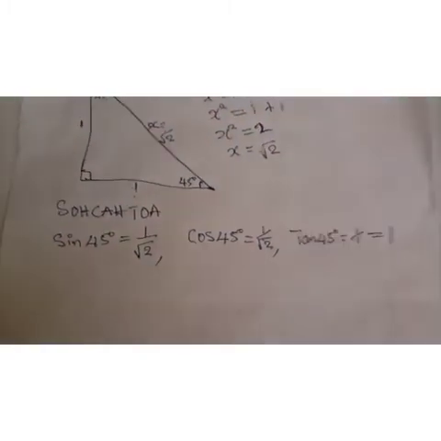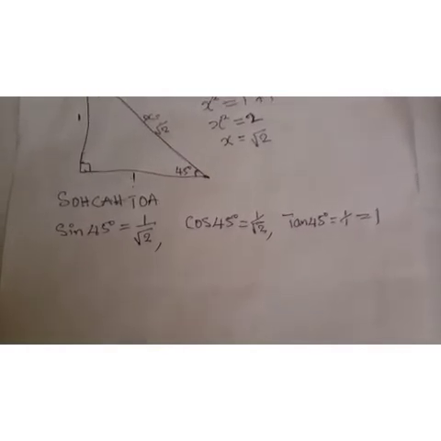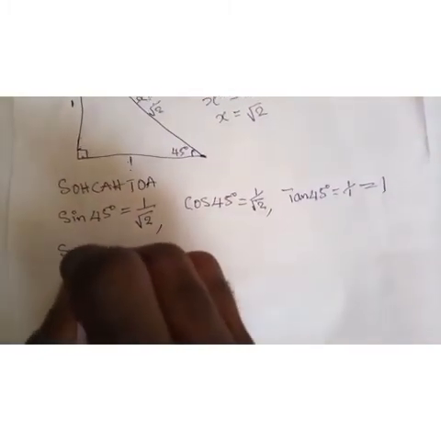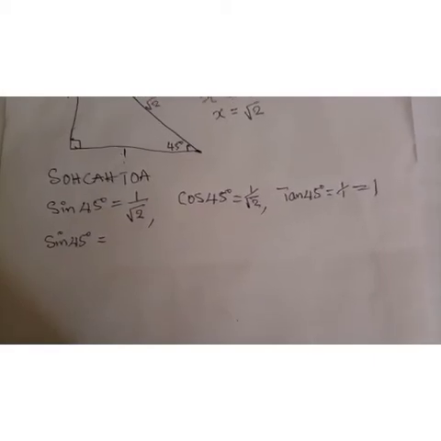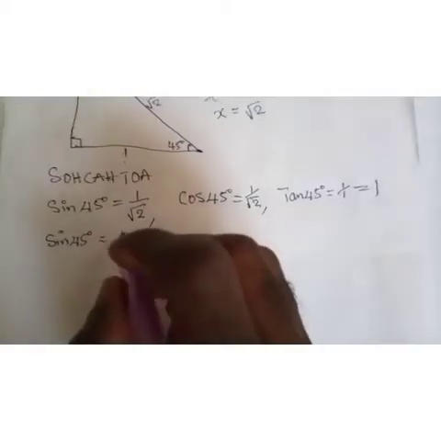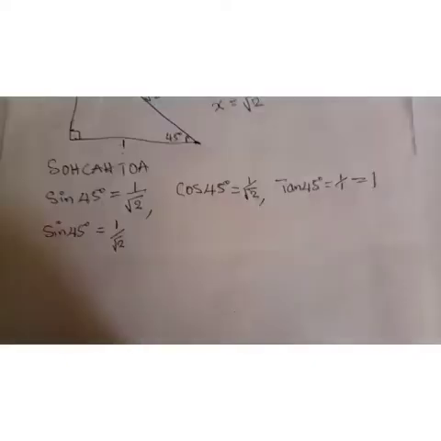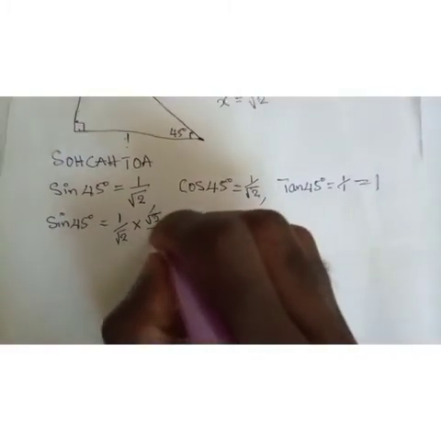But before we move to the next explanation, there is something I would like to explain further. This is not the final answer. The sine 45 degree here has what we call a surd in the denominator, so we rationalize this. When you have something like root 2 in the denominator and you want to rationalize, you multiply it by root 2 over root 2.